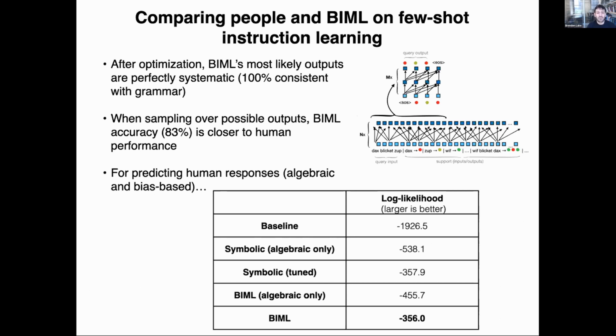For predicting human responses, here we can actually look at the log likelihood of the human data, both when they're algebraic, but also where they were making these more bias-based responses. Here in this table, log likelihood is used, so larger, less negative is better. A baseline model that's just guessing would have this number. If you use the symbolic ground truth grammar with some hand-tuned heuristics on top of it, you can get around -357. If you just train BIML to do algebraic generalization but without the biases, you get -455. And if you train BIML to be algebraic and also to show those human-like heuristics, you can do about as well as the symbolic model, maybe a tad bit better.